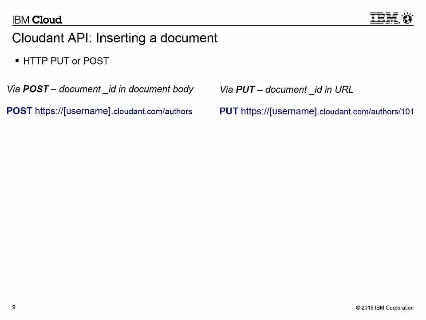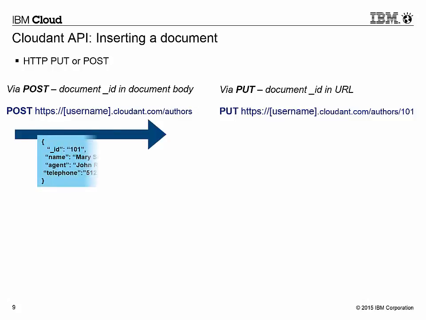Now let's look at inserting a document. There are two ways to do this. You can do this via a POST operation or via a PUT operation. The key difference between these two approaches is that when using POST, you need to put the document ID in the document body, whereas with PUT, the document ID must be in the URL.